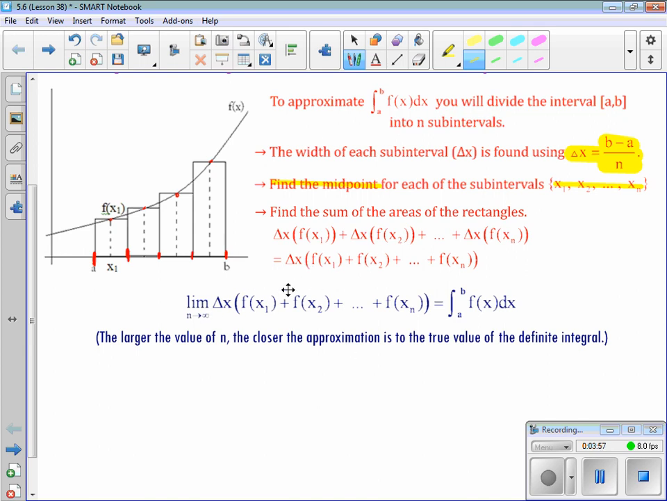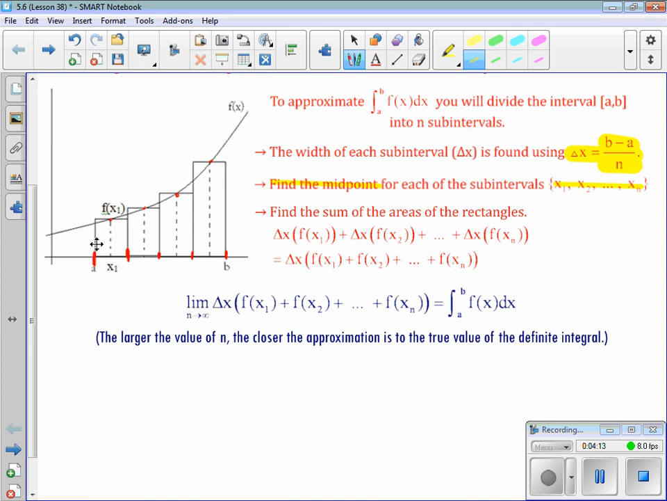So a lot of times it's kind of written like this, but I probably wouldn't highlight that because you're not really going to use the limit piece there. But technically this is the definition of it here. Okay, now if I only cut this into, let's say, 1 rectangle.